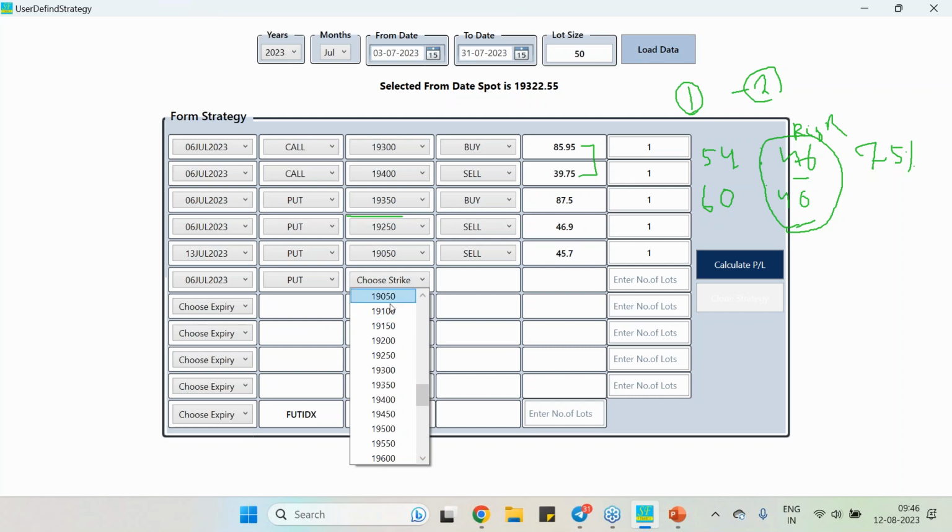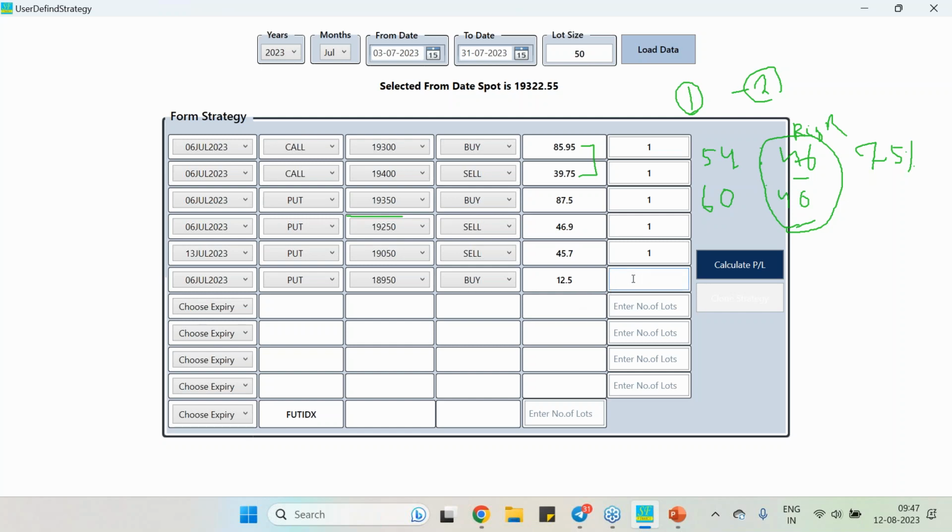Shall I go for the 19,000? Let me see. I should get 40 rupees. So 40 rupees I am not getting. So 950, here 12. If I reduce it, I'm getting 33 rupees. So this I will buy one lot. So this also is not exposed.